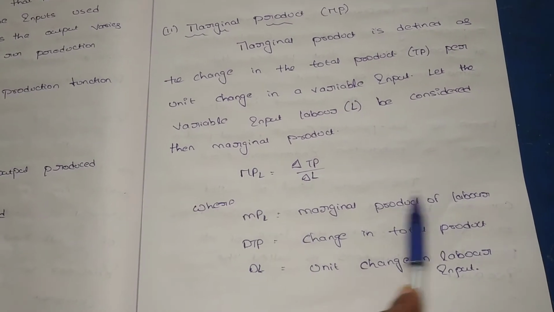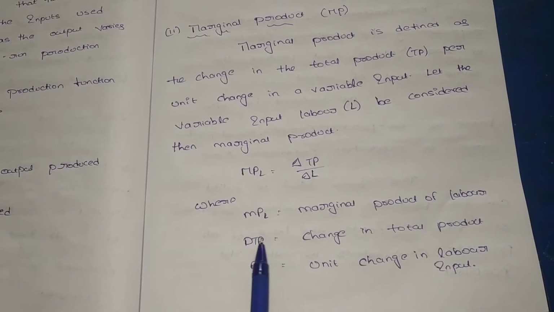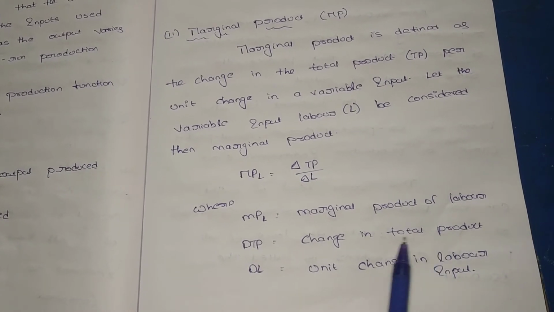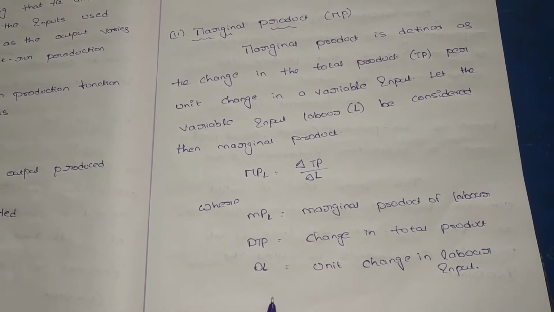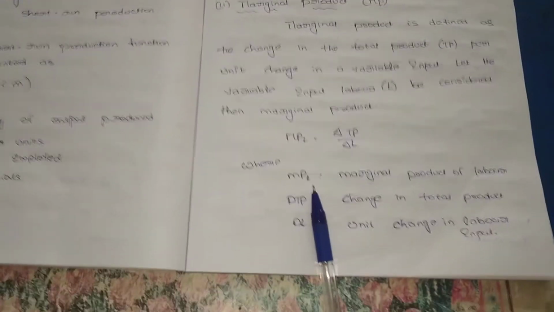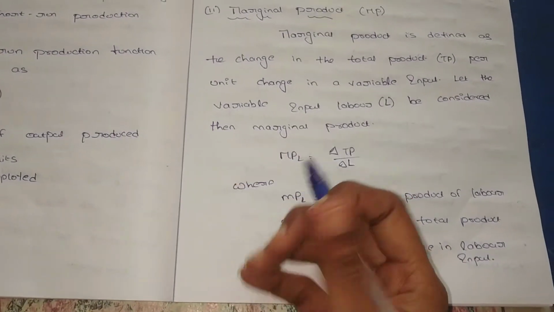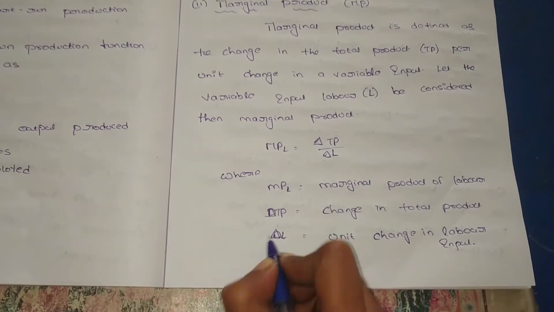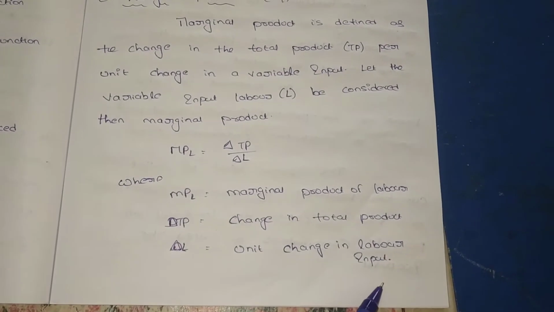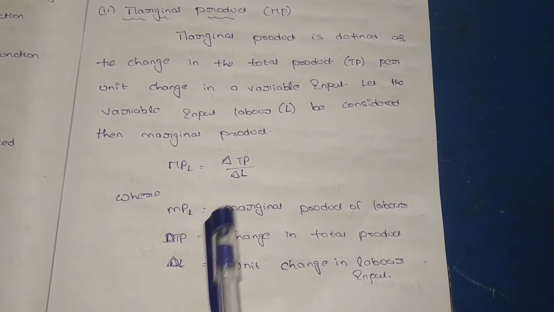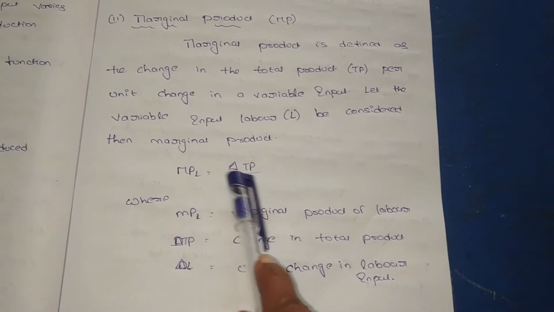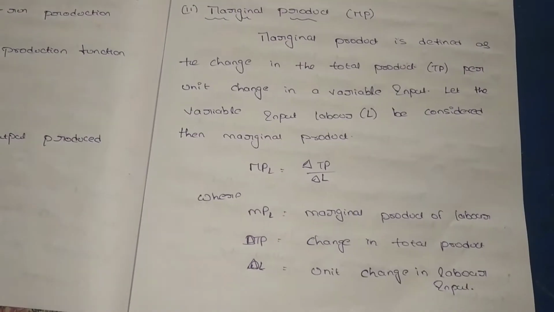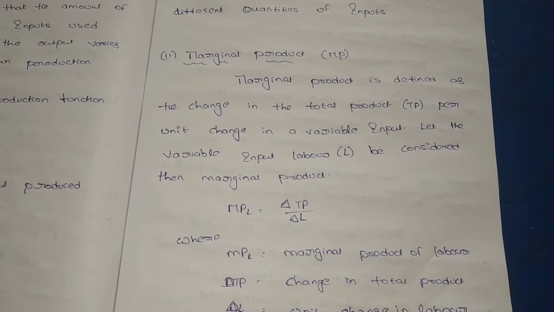What is MPL? Marginal product of labor. ΔTP means change in total product, and ΔL means change in labor input. It is the unit change in total output per unit change in labor. How much we are producing, and how much the labor is changing, we have to mention. That means change in total product divided by the quantity change in variable input.